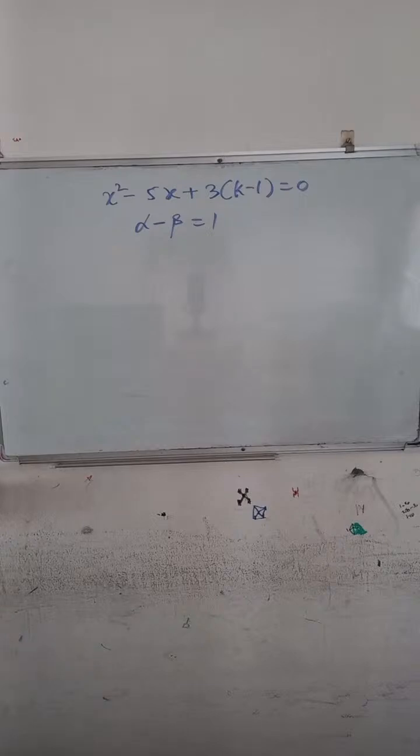Okay. I will repeat this. The roots alpha and beta of the quadratic equation x square minus 5x plus 3 inside the bracket k minus 1 equal to 0, such that alpha minus beta equal to 1. Find the value of k.